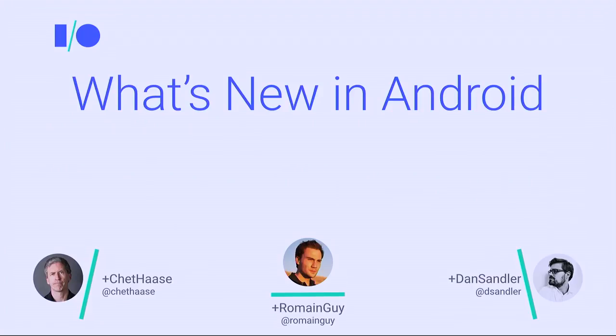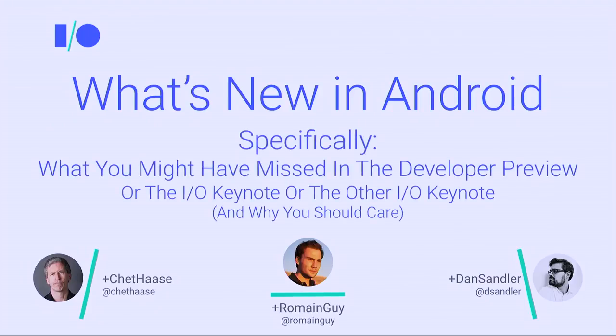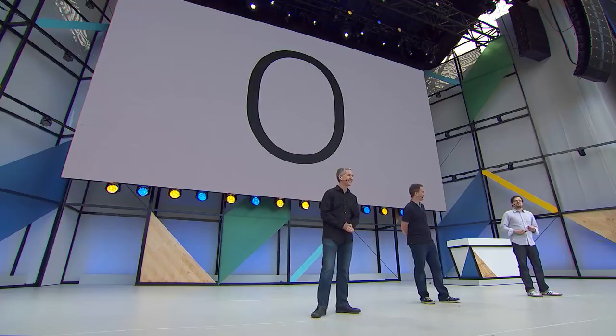So with that, this is really what's new in Android, specifically what you might have missed in the developer preview or the I/O keynote or the other keynote, and why you should care. One last thing that I want to make sure we get to today is this. Everybody's always excited about this, but we're going to hold that for the end. It's going to be good. All right, let's get started. Romain, talk about UI and graphics.